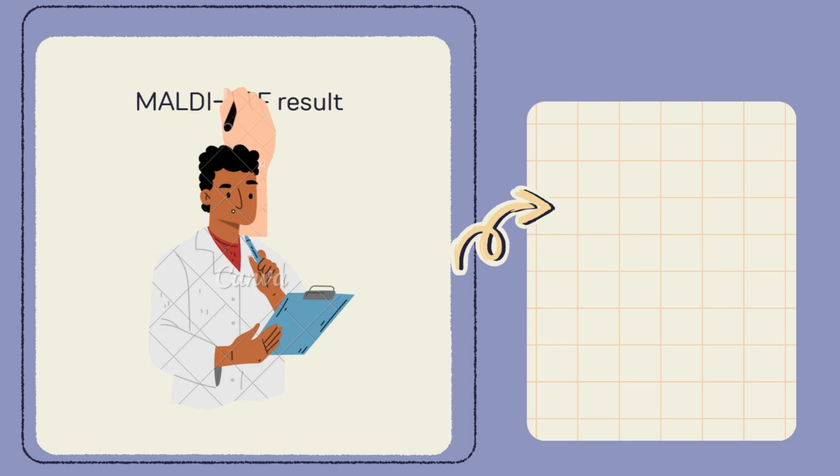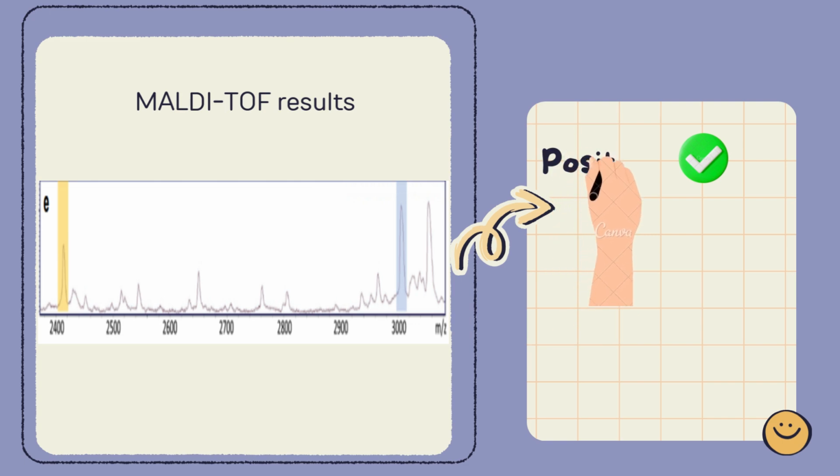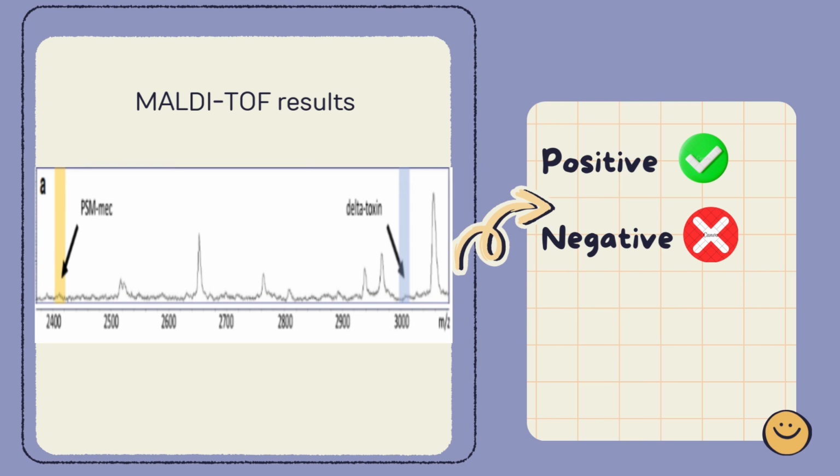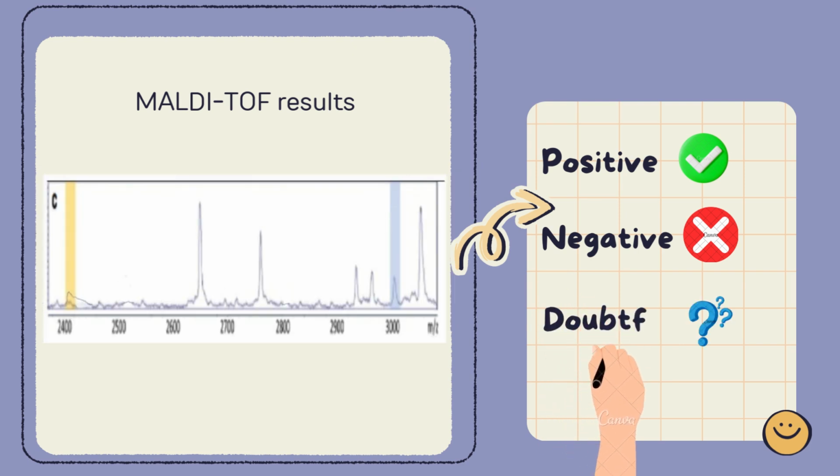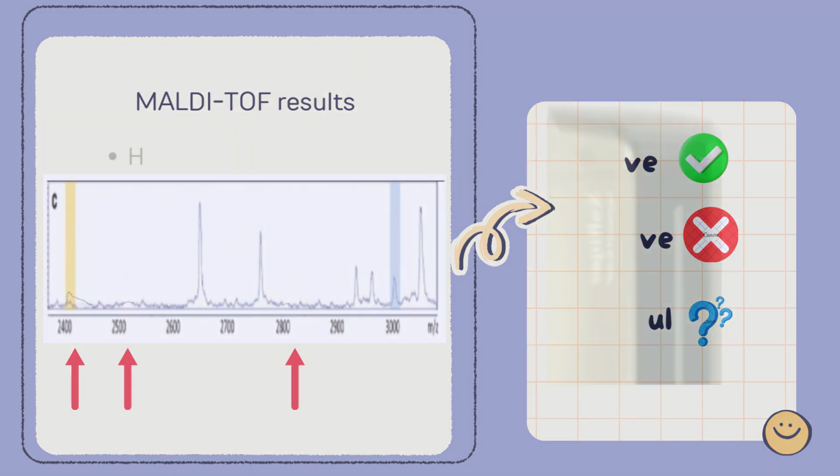Results from the MALDI-TOF test for MRSA are typically reported as positive, negative, or doubtful. Positive: the spectrum shows the S. aureus protein profile and includes the specific peaks associated with methicillin resistance, like PSM-mec. Negative: the spectrum may show S. aureus but lacks the characteristic resistance peaks. Doubtful: the spectrum may be unclear, incomplete, or show ambiguous peaks requiring further evaluation or repeat testing.